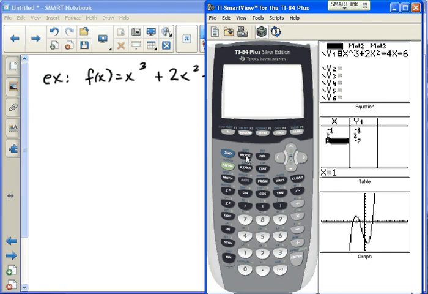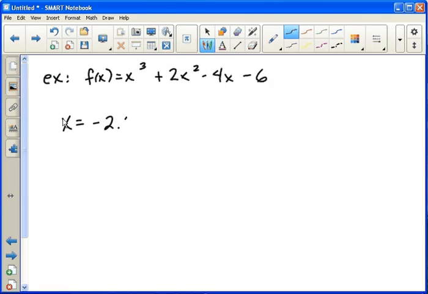So second calc, go to 0, and I go all the way to the left until I'm just to the left of the one over here on the left. So I hit enter, then move to the right till I go past it, hit enter again, and I get -2.265. We'll round that to -2.66. So x equals -2.66. That's one of them.